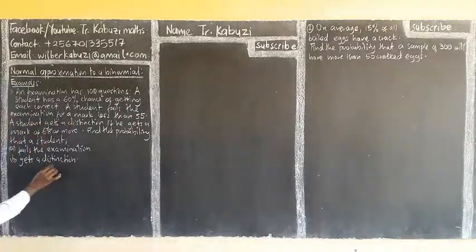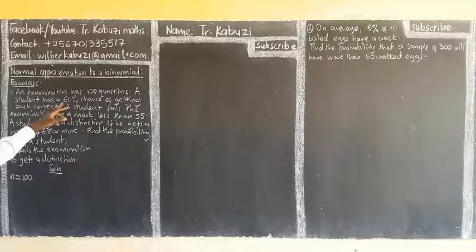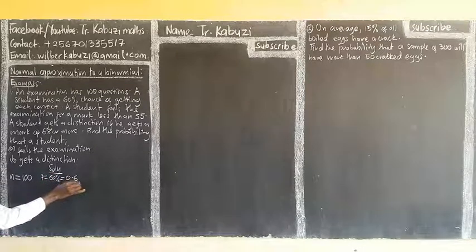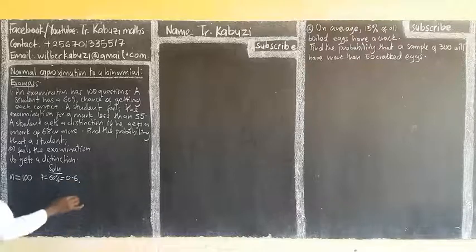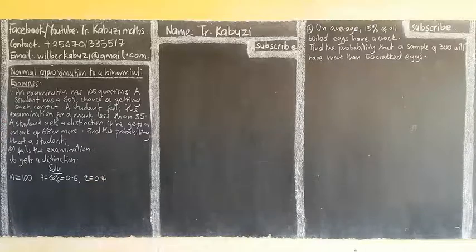So as you read, you summarize the question also. An exam has 100 questions, so our n is 100. A student has 60% chance of getting it correct. So now our probability is of getting something right. So the probability of success p is 60%, which is the same as 0.6. That means that if this is 0.6, then the probability of failure is 0.4.